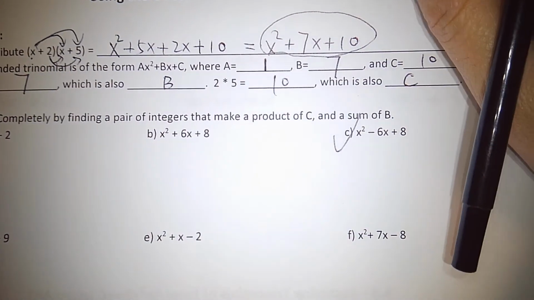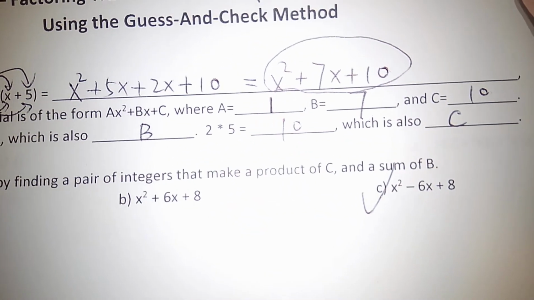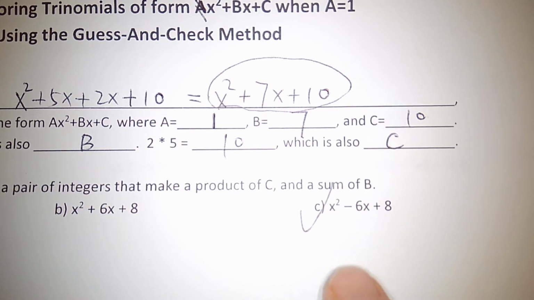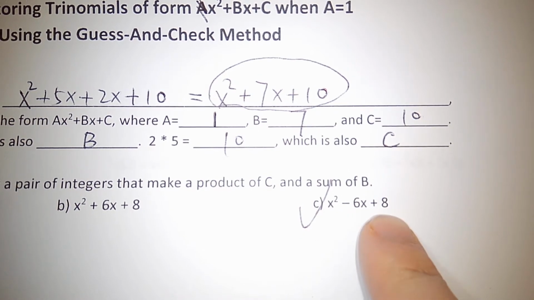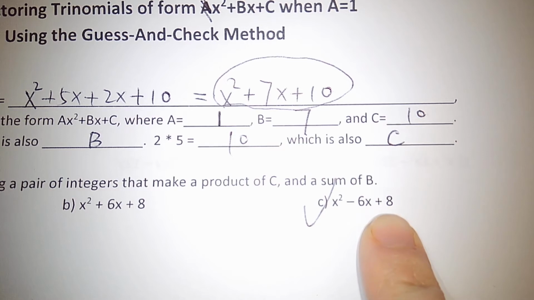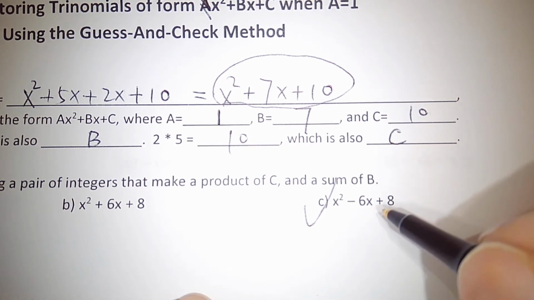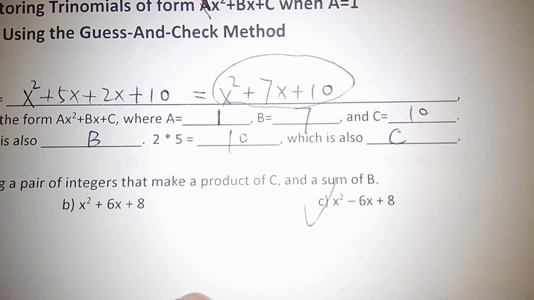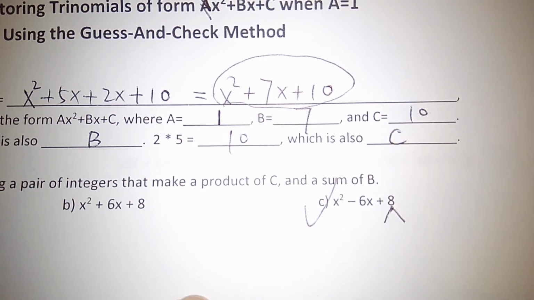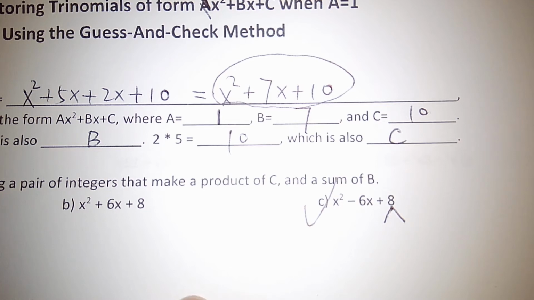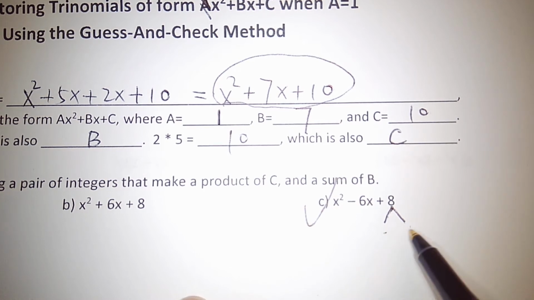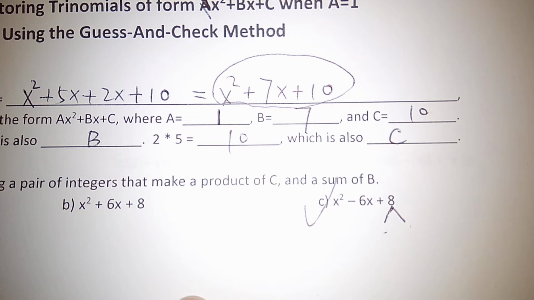So let's try question C, please. Factor x squared minus 6x plus 8. What should we do? What is c? 8. What is b? Negative 6. Our aim is to factor 8, right, such that the sum of these two numbers equals negative 6. This is our aim, right? So how can we factor 8 such that the sum of those two factors equals negative 6?